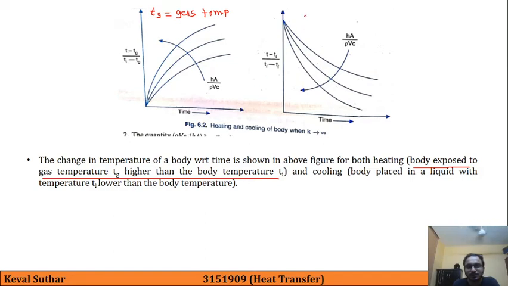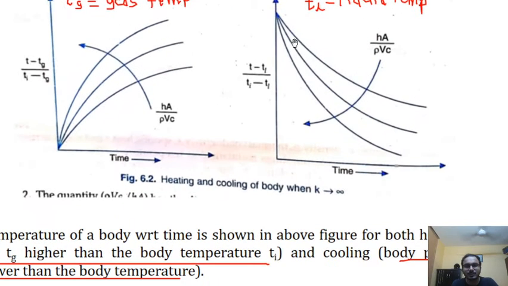So here TL is the liquid temperature, which is lower than the body temperature. So let's focus on this figure.